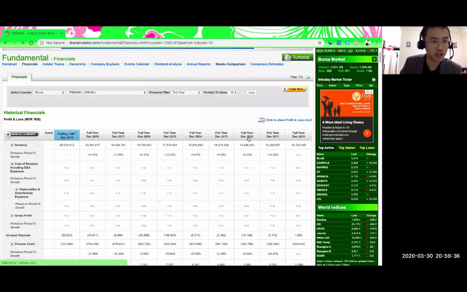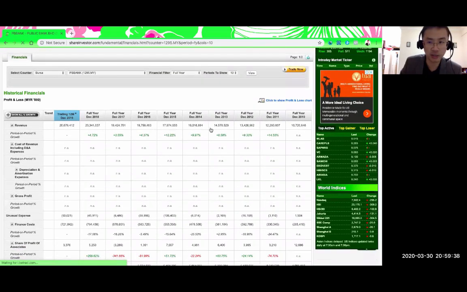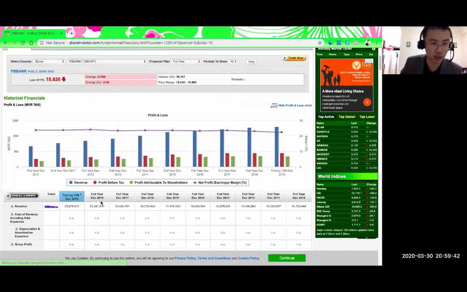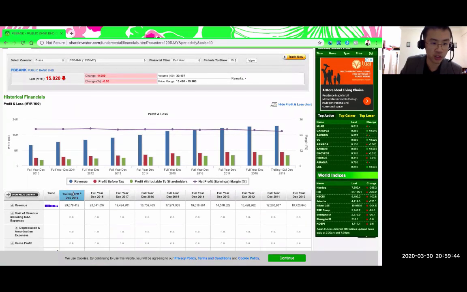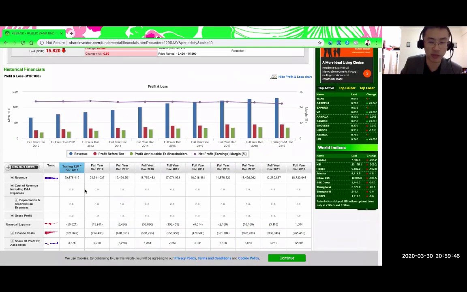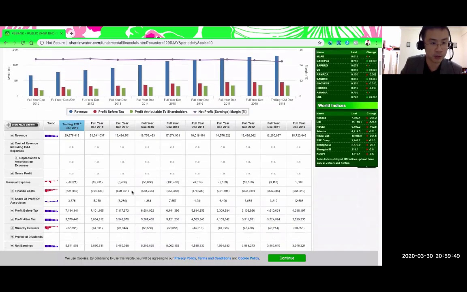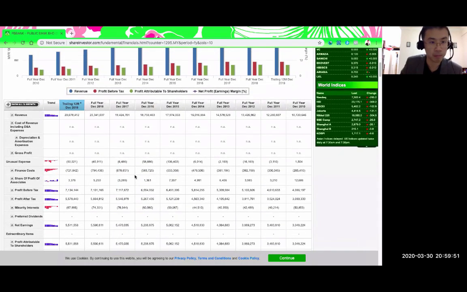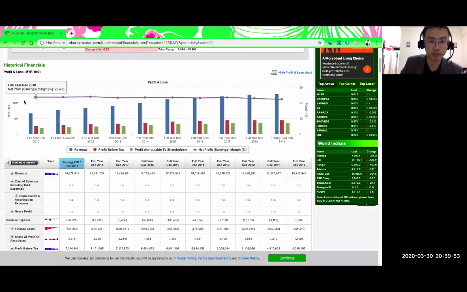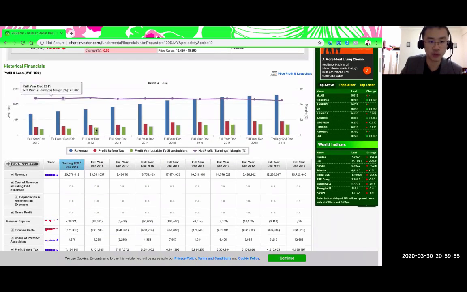In this case, you can find 10-year Public Bank data from 2010 to about 2018. And this trailing 12M means the trailing 12 months, which is the latest 12 months results. So the graph, you see this graph beautifully drawn for you. The blue color stands for revenue, red color stands for profit before tax, green color stands for profit attributable to shareholders.